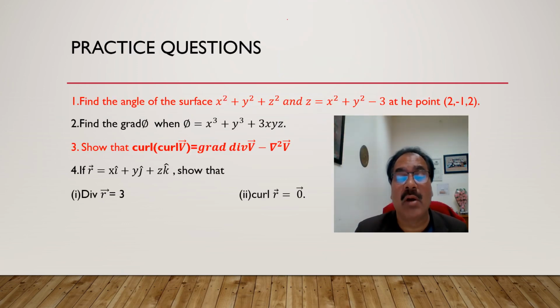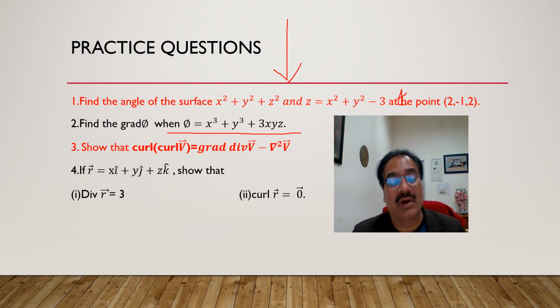Now these are the problems I want the students to practice on this topic. Find the angle of the surface x square plus y square plus z square, at z equal to x square plus y square minus 3, at the point (2, -1, 2). Find the gradient phi, where phi is this, so that curl of v is equal to gradient of divergence of vector v minus del square v. If r is equal to xi plus yj plus zk, then show that divergence of vector r is 3 and curl of vector r is 0.